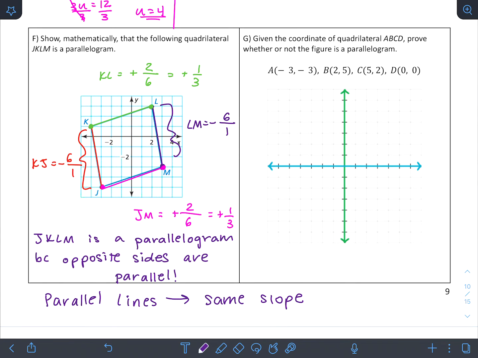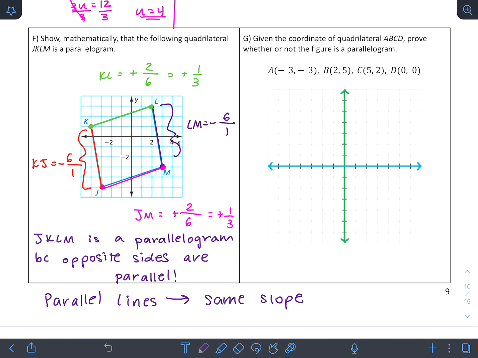Now, here's the problem with G. One, the picture doesn't look like a parallelogram, and you can't really tell that to start, but you will see in a second that it's clearly not a parallelogram. I'm going to adjust this problem in the future, but I do still want us to prove that it's not a parallelogram. So it says, given the coordinates of quadrilateral ABCD, prove whether or not the figure is a parallelogram.